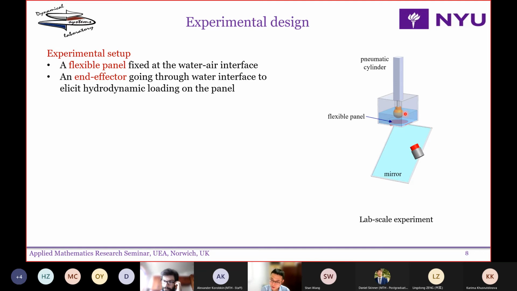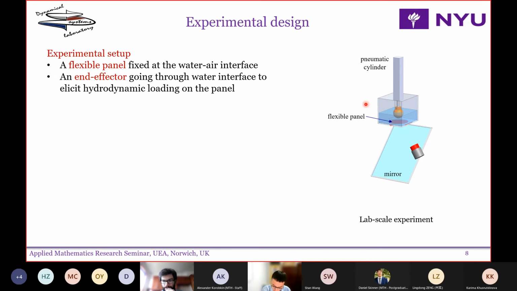So when the sphere goes through the water surface, it creates a pressure wave, and the pressure wave will interact with the panel. That simulates, on the larger scale, the case in which the ship is on the water-air interface and there is an underwater explosion that impacts the ship. So it's a scaled-down version of the real problem, and we used a pneumatic cylinder to control the motion of the solid sphere to give it a constant speed as it extrudes through the water.